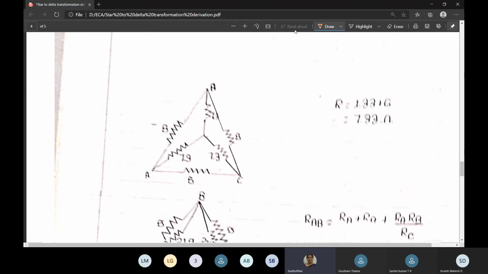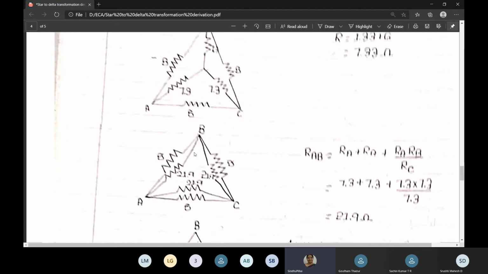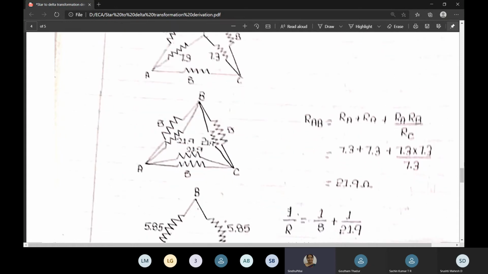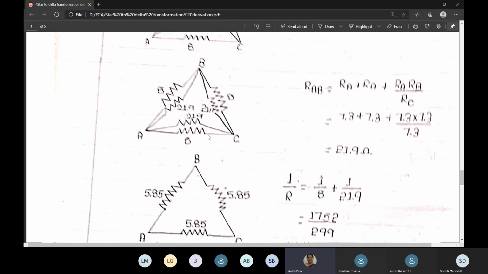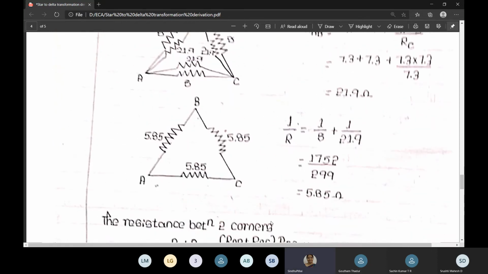Now this problem will be same like the first problem which we had done. What was that? This is again a star here which you have to convert to delta. Okay, this is converted to delta. So these 2 branches will be in parallel. Fine. So these 2 branches in parallel. Just put the parallel equation. After converting this star to delta we will get 21.9. Next take the parallel equation, we'll get all the equations as 5.85, 5.85 and 5.85.